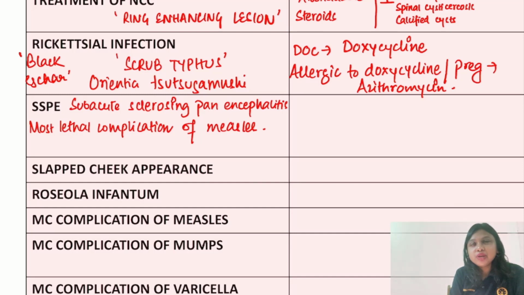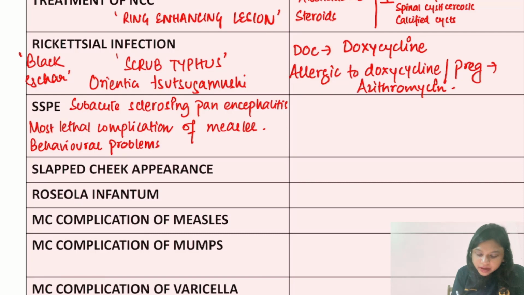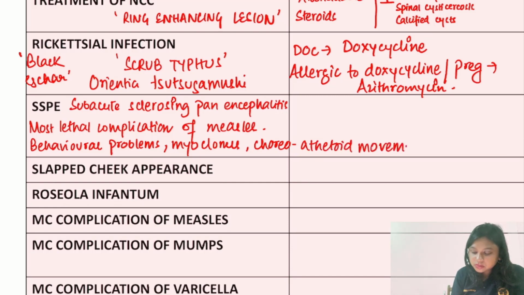Usually, first we have the behavioral disorder. The child will come with behavioral disorder in stage 1. In stage 2, there are going to be myoclonic jerks. Next, we are going to have the choreoathetoid movements. And last, the child will go into coma.